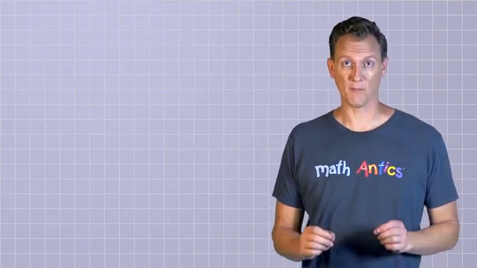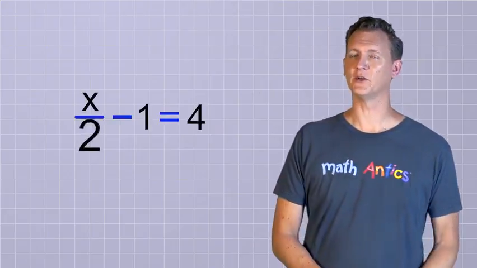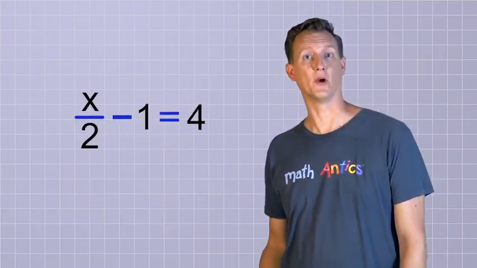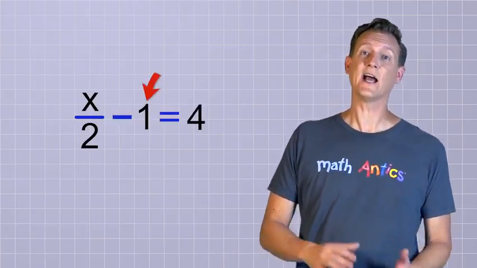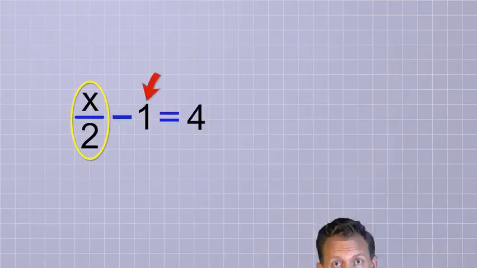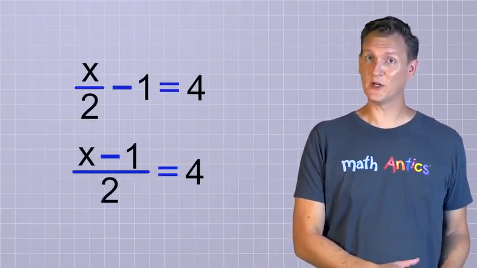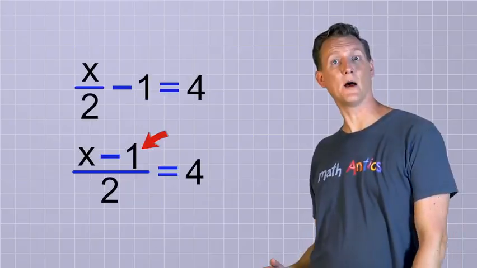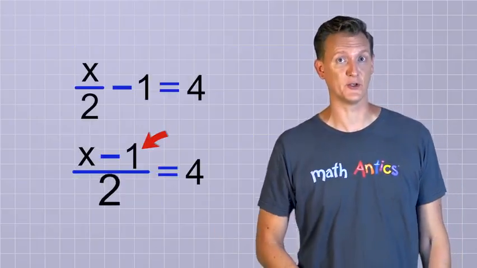Let's try one more important example. Do you remember the second equation we solved? X over 2 minus 1 equals 4. In this equation, the 1 is being subtracted from the entire x over 2 term. But take a look at this slightly different equation. This looks a lot like the original equation, but now that the 1 is up on top of the fraction line, it's only being subtracted from the x and not the 2.